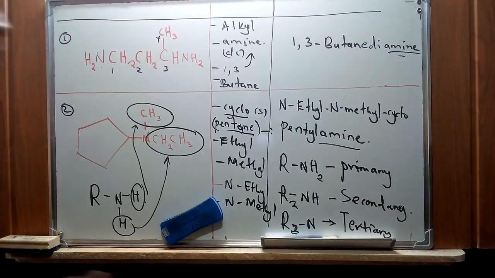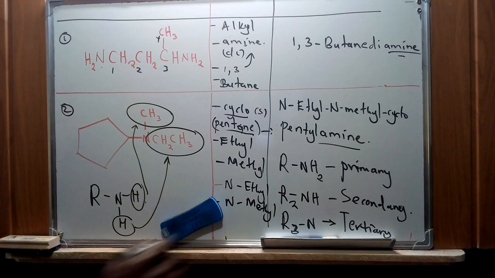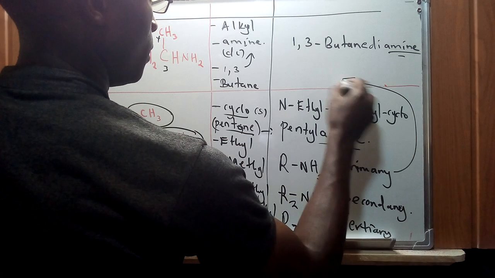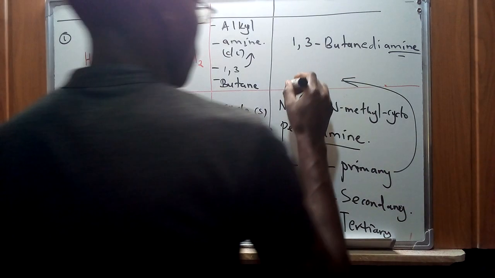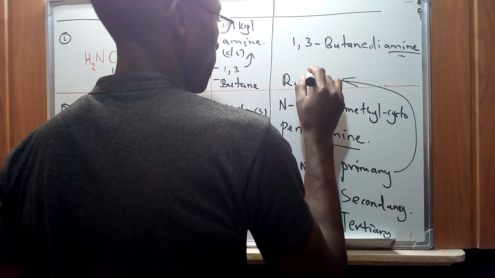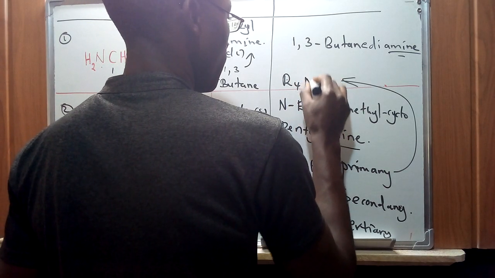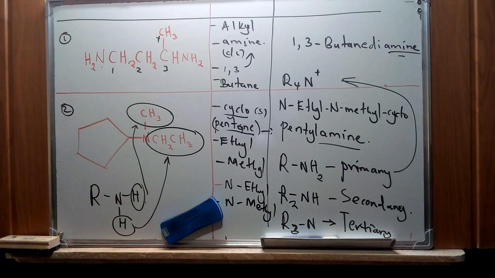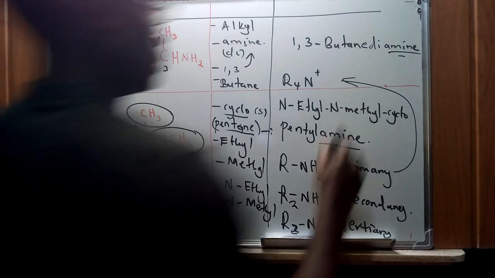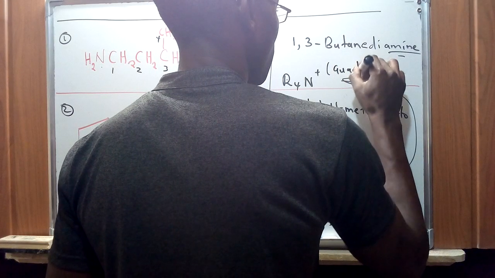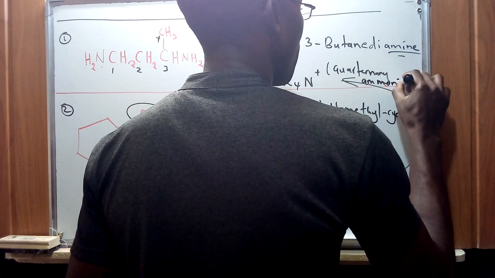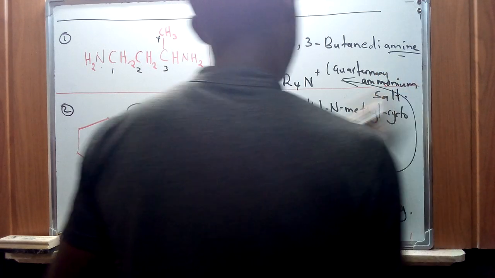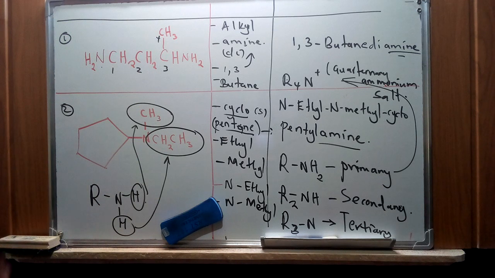And I just use this space here in case there's another level of substitution that we are going to see, which is R4, whereby the N has got a positive charge, and this is known as the quaternary ammonium salt. These are the different levels of substitution for amines that we're going to encounter in our discussion.